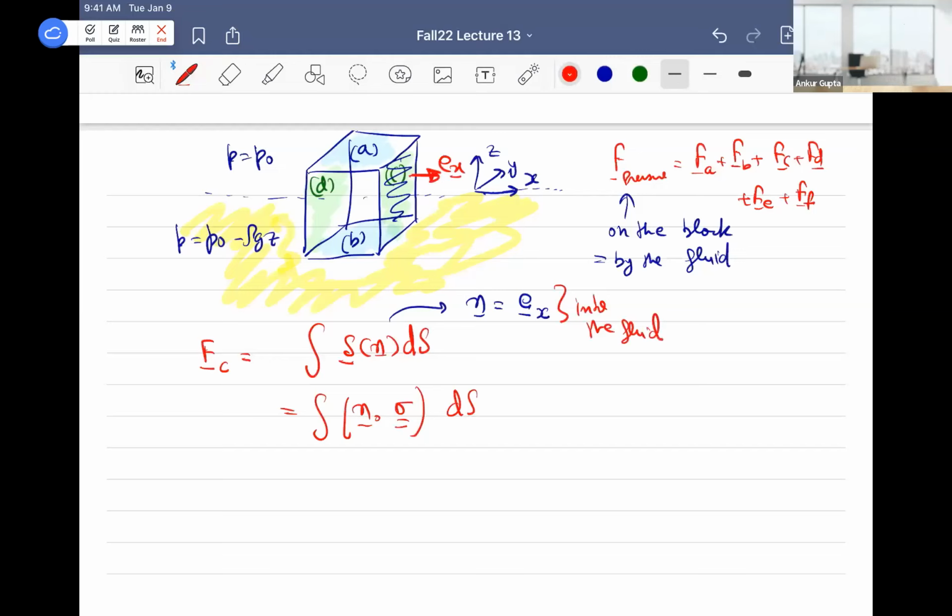All right. So what should be my sigma? Anyone? Mean stress tensor. So I can't make progress until I know my stress tensor. So good. So what is sigma's definition? Minus pi plus tau, right?